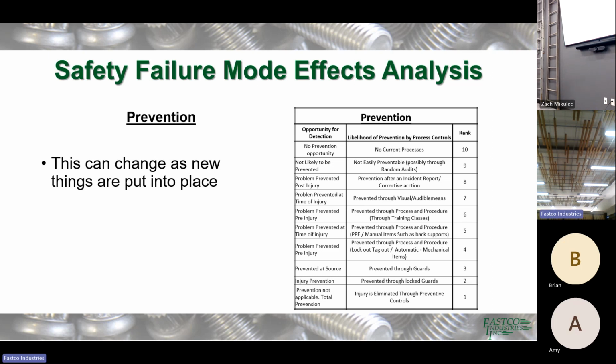Then the next step up was injury that should be prevented through lock guards. So there's no way unless they unlock it that they can get into that area of the machine. The next one, a 3, we decided was prevented through guards. These would be your removable guards. For us, we use guards when they're running, but when they're setting up, they have to have it open.